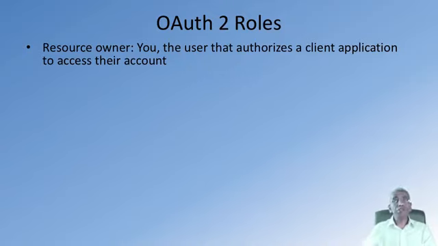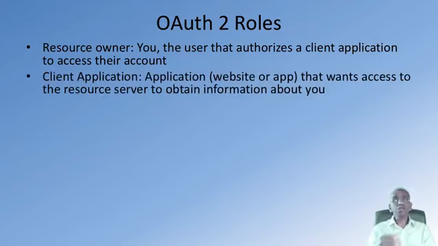Now, your Express server wants to get access to your identity and verify that it is really you that is trying to access the Express server. So in this case, the Express server that we have developed acts as the client application. The client application is the website or the mobile app that wants access to the resource server in order to obtain the information about you. What is the resource server that we are talking about? This is the Facebook OAuth authentication server, which also provides your profile information on request.